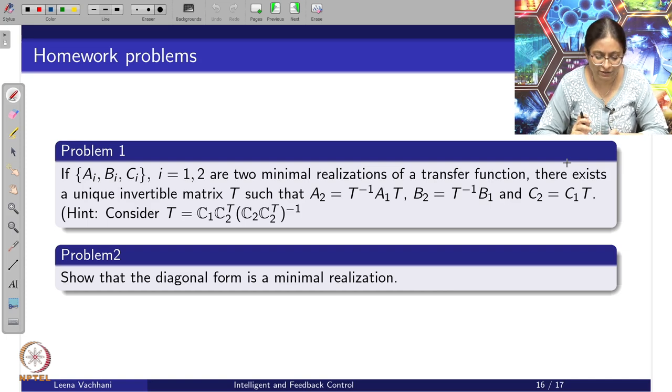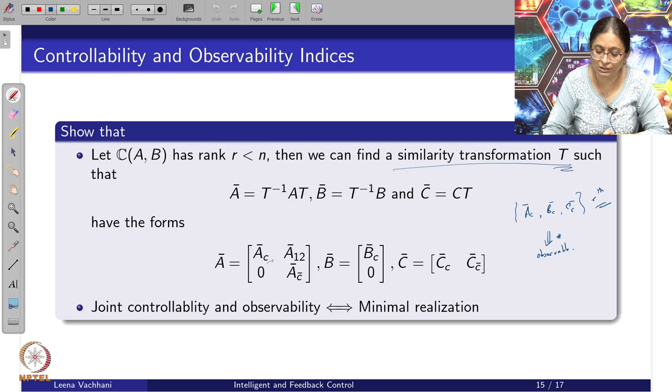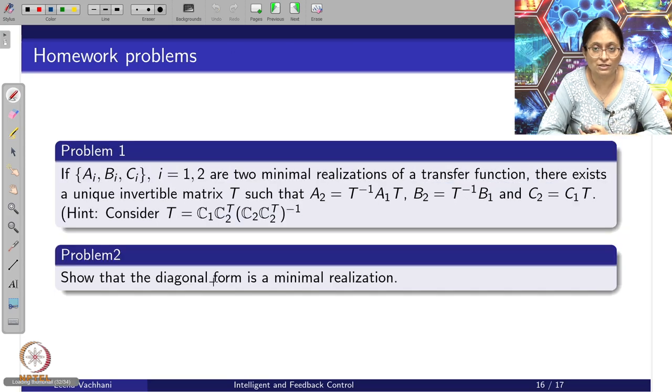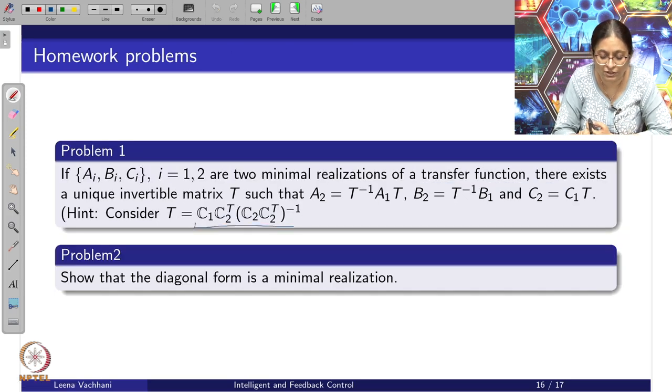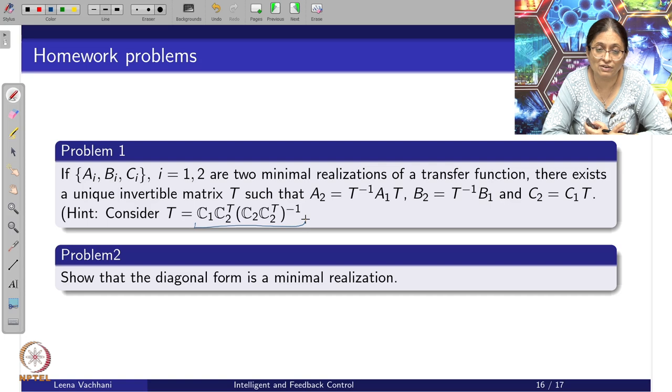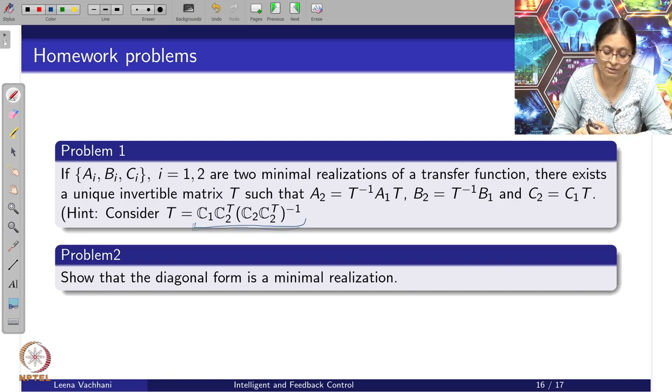But this similarity transformation that we talked about earlier, this similarity transformation that gives a decomposition into controllable and non-controllable subsystems, is of this form actually. You remember our controllability matrix did not have full rank, it had only rank R, and that's why we have to figure out a similarity transformation which is invertible as well. So this turns out to be an invertible similarity transformation. And when I apply this particular similarity transformation, I get A2, B2 and C2, which is a minimal realization.